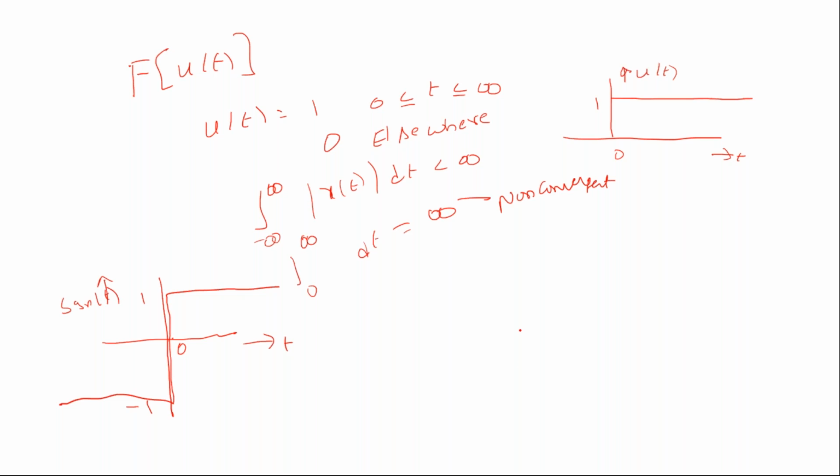Now please try to understand. I'm going to plot one more graph, that is the DC signal. When you plot the DC signal, you have the DC signal like this with an amplitude of 1. Let us assume an amplitude of 1.